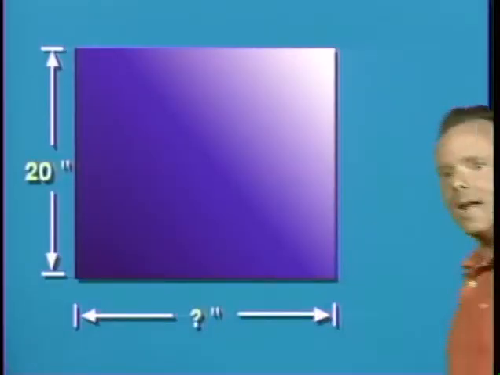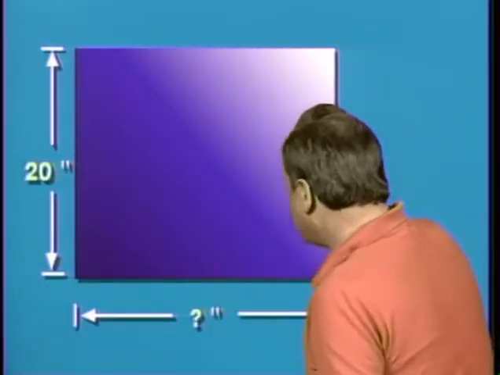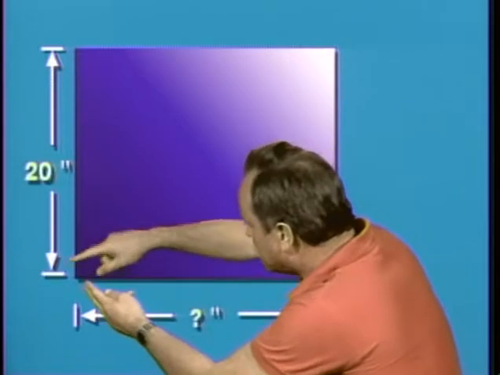Now this time, let's you and I make a cylinder out of this piece of sheet metal. Let's assume the piece of sheet metal is 20 inches tall.